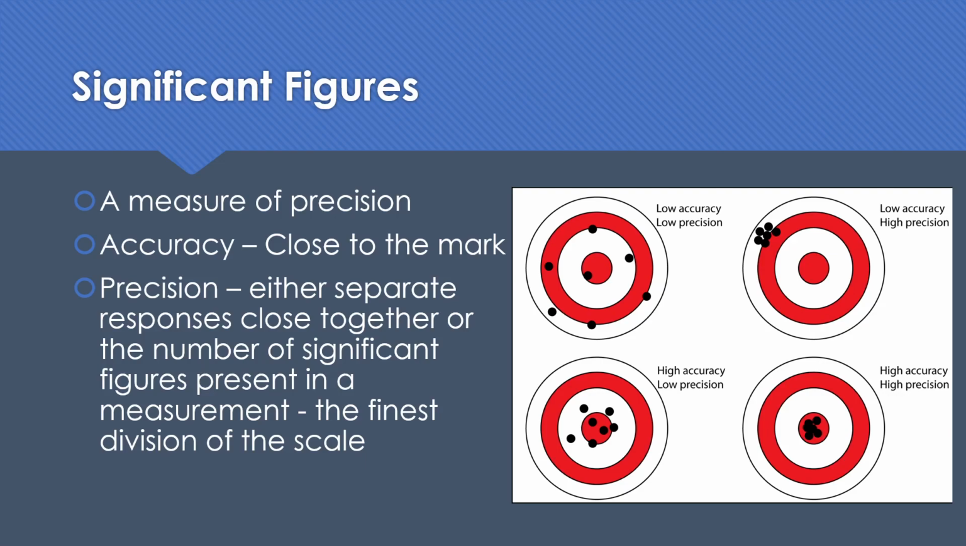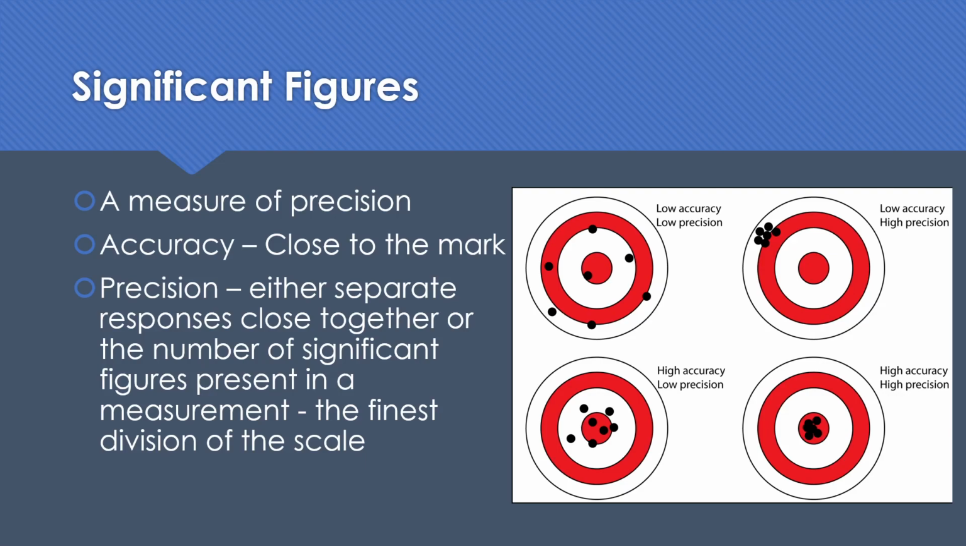Now, significant figures is functionally a measure of precision. And we talk about precision versus accuracy. So accuracy is getting close to a known value or close to what we know it should be. Precision, depending on how you're thinking about it, can either be you've gotten separate responses closer together, or generally when we're talking about this in the laboratory, it's the precision of your measurement, the finest division you can have of your scale.